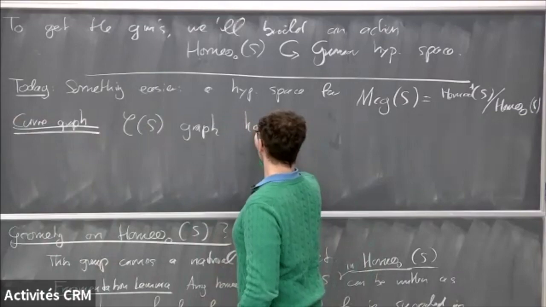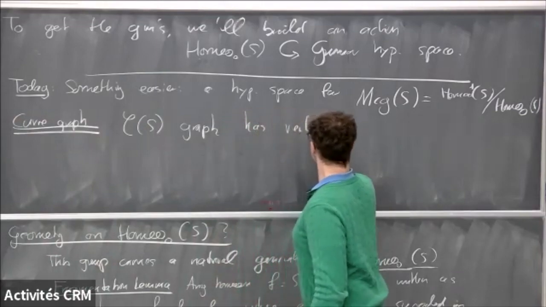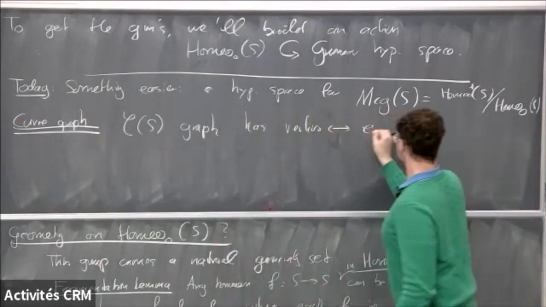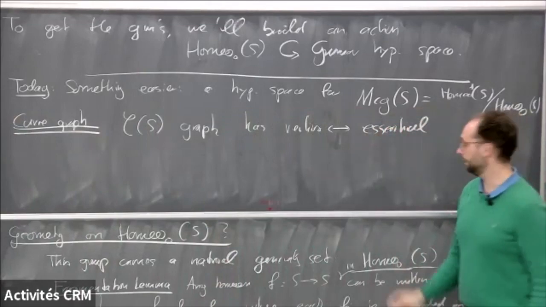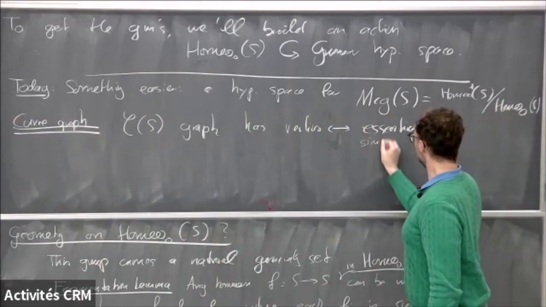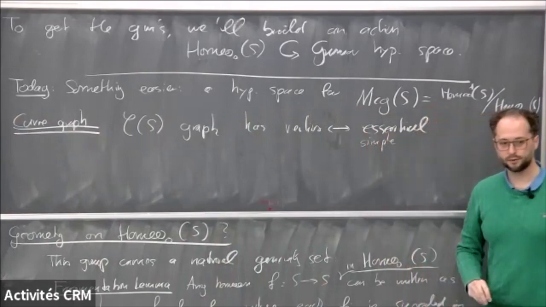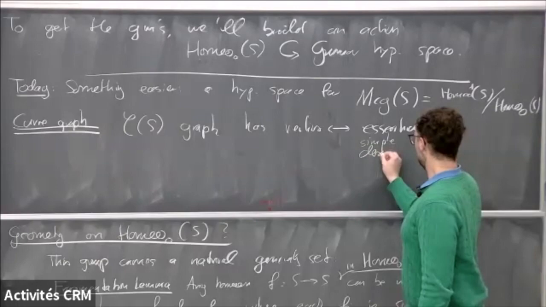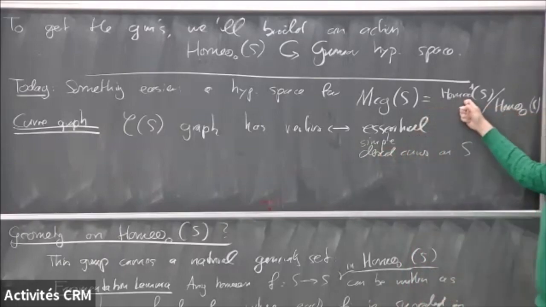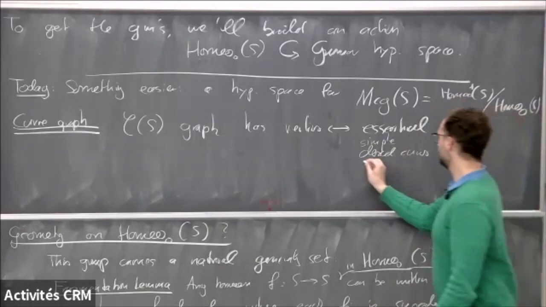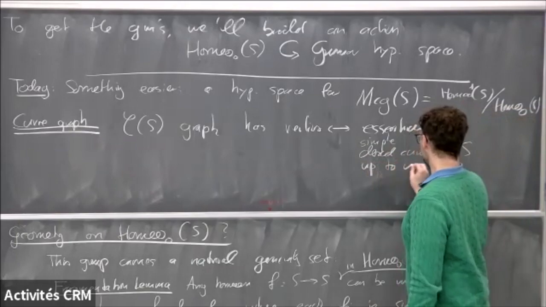The curve graph has vertices corresponding to essential, which means that they're not trivial in pi_1, simple, which means that they don't have crossings, closed curves on S. And we want this group of isotopy classes of homeomorphisms to act. So I better make this up to isotopy.